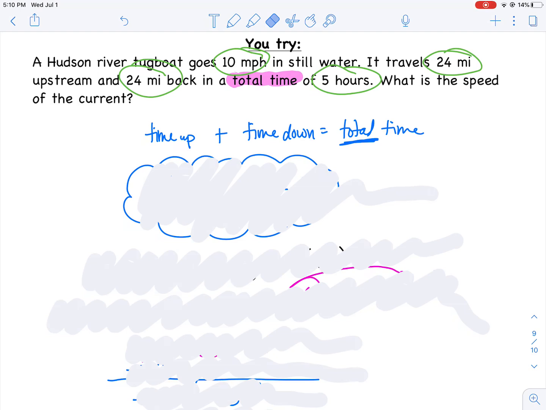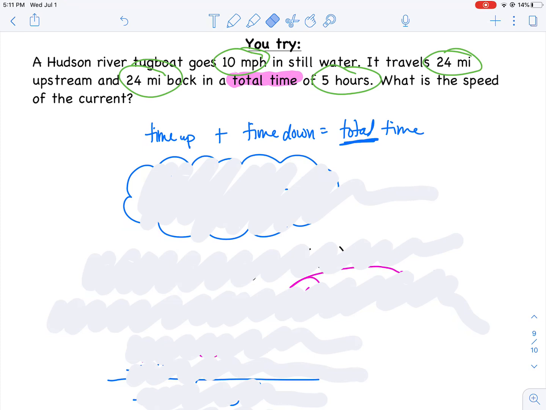All right, so we have the time upstream plus the time downstream for a total time. Let's try to plug in all of our information. Do we know the time it took us to go upstream? Ooh, no, we don't. Do we know the time that it took us to go downstream? Oh, shoot, I don't think we do. Do we know a total time? Oh, that we do know. We do know that's 5 hours, right? So I've got 1 out of the 3.